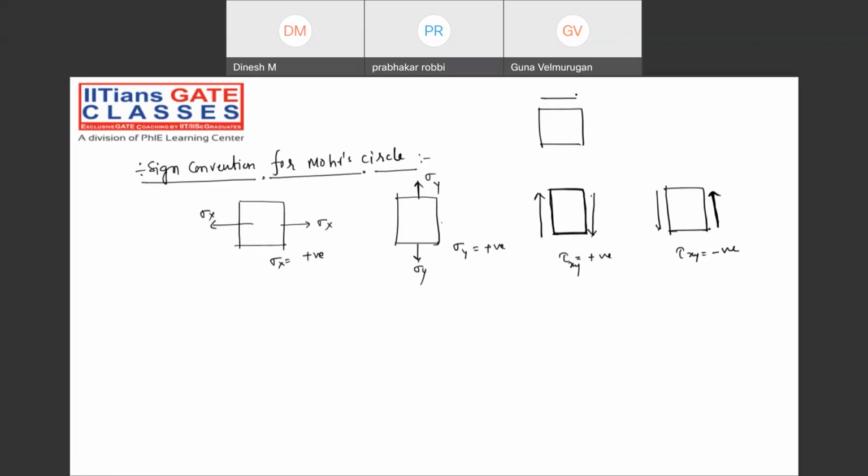Correct. When it is like this, it is positive. Or when it is like this, meaning anticlockwise, it will be negative. Slightly different from the sign convention you follow for the analytical method, right? Very important. There anticlockwise was positive, but here anticlockwise will be negative. That's a very small difference. Now, once we got the things, we can see the numerical. Once we see the numerical, things will become clear.